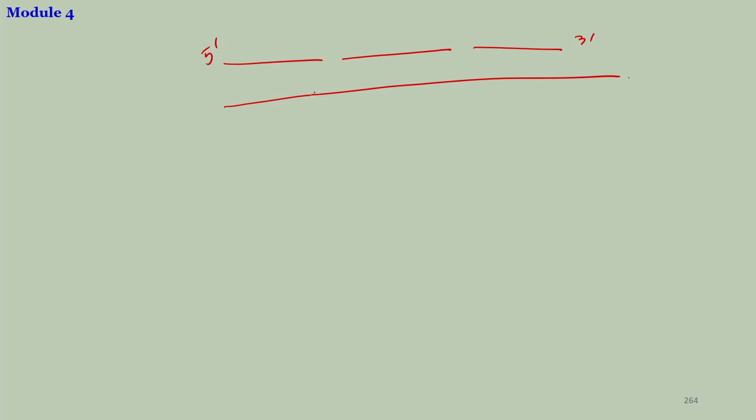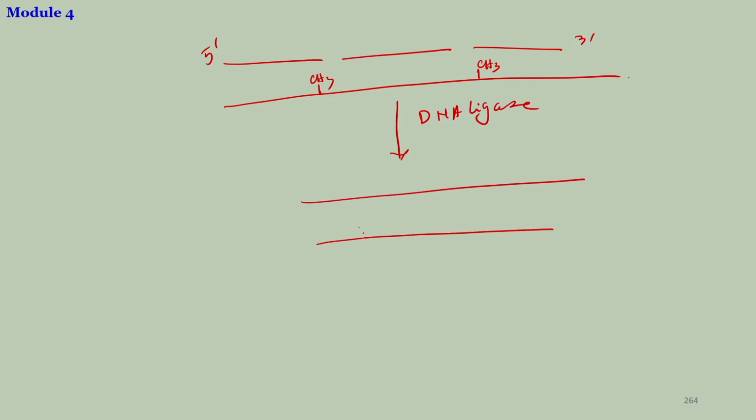It was cut at the methylated site. Here is CH3 and here is your CH3, followed by DNA ligase, which will ligate it. CH3 and CH3. You will get your mismatch repaired. So, that is the mismatch repair system.